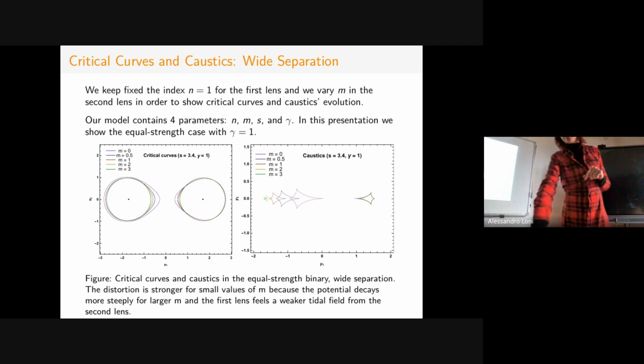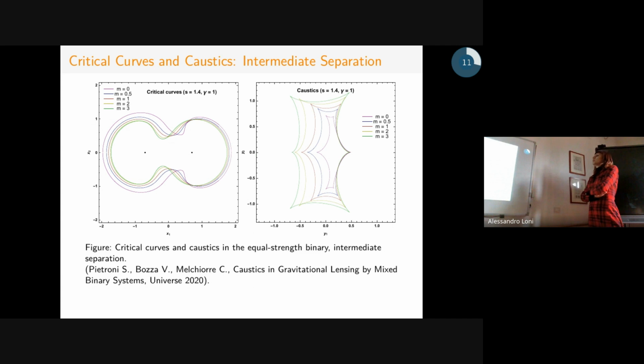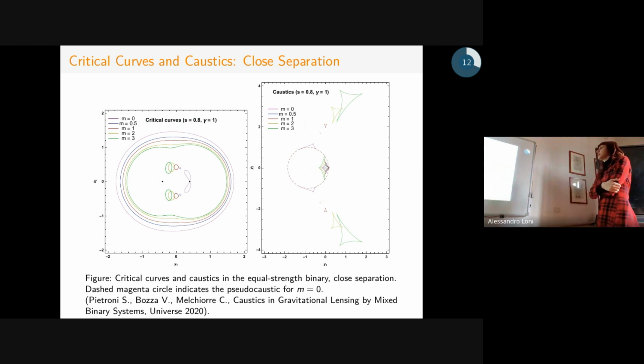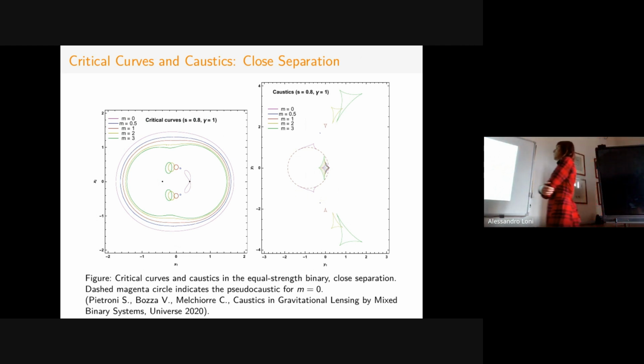for the wide separation. Then, if we put the two lenses closer, we have the intermediate separation, in which we can see that the critical curves are united, and the same for the caustics. And finally, in the close separation, we have for the critical curves the formation of secondary critical curves here in the center. And we have also a singularity, because only in the case for m equal to 1, we have the appearance of a pseudocaustic.